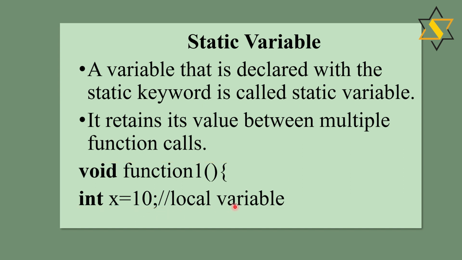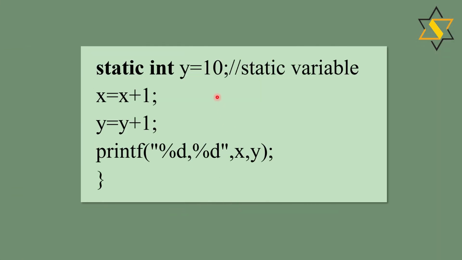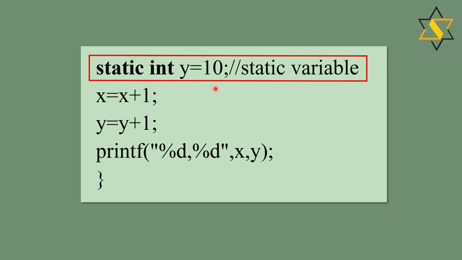So this is my local variable, right? And if I want a variable which is static, meaning the value never gets changed in the whole program, and this value should be y equal to 10 only, what I will do is mention the keyword static, then the data type int, and then the variable name y equal to the value. So this variable is my static variable, and this is also used inside the function.